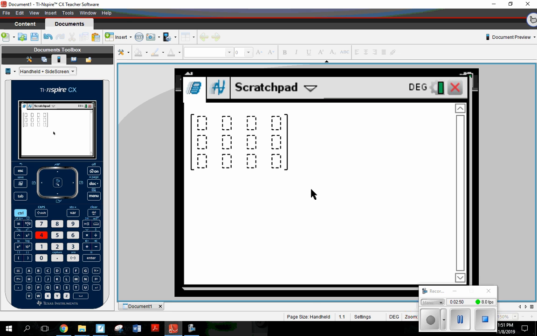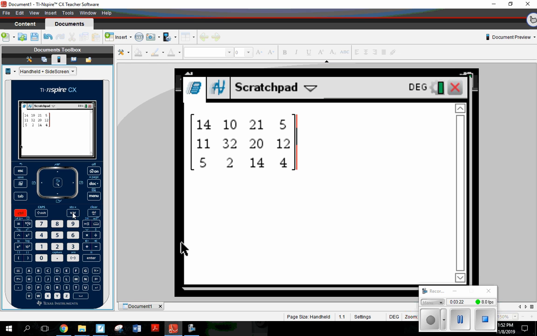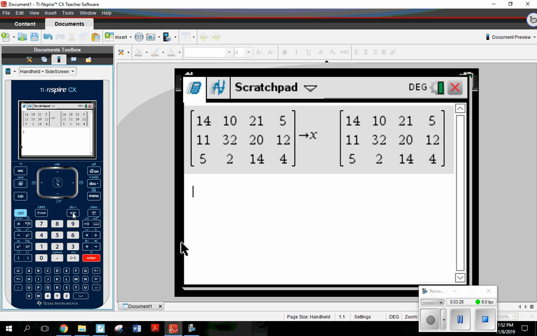So 3x4. Now I'm going to input all my values, 14, 10, 21, 5. Back over here, 11, 32, 20, and 12. And then we have 5, 2, 14, and 4. Okay, so I've got it in, but then I needed to do something with it. Okay, so we need to call it a name, so we're going to call it X. So remember, we store it. We hit the control button, and then the variable button right above 9. That gives you the little arrow, and whatever you type in, that's what the calculator is going to know X as, or whatever you decide to put in.